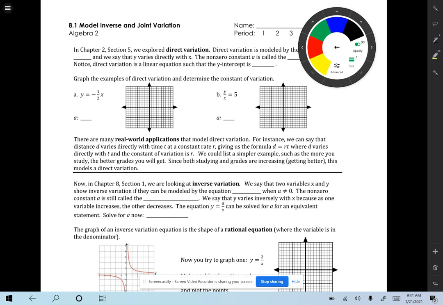Hello, Algebra 2 students. Today we will be doing 8.1 notes, model inverse and joint variation.